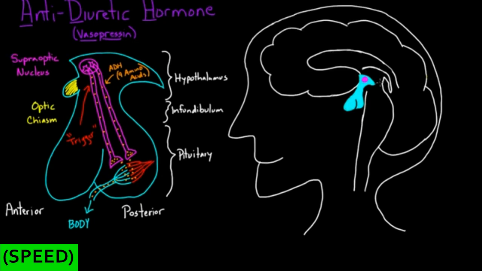Let me make some space. Now we've got a clean bit of canvas. So let's talk about the triggers that our body uses to know when to fire off that ADH to get it released. The main trigger, and this is probably the one trigger that you want to take away, if you're going to forget everything else, try to remember this one. The main trigger is going to be high blood concentration.